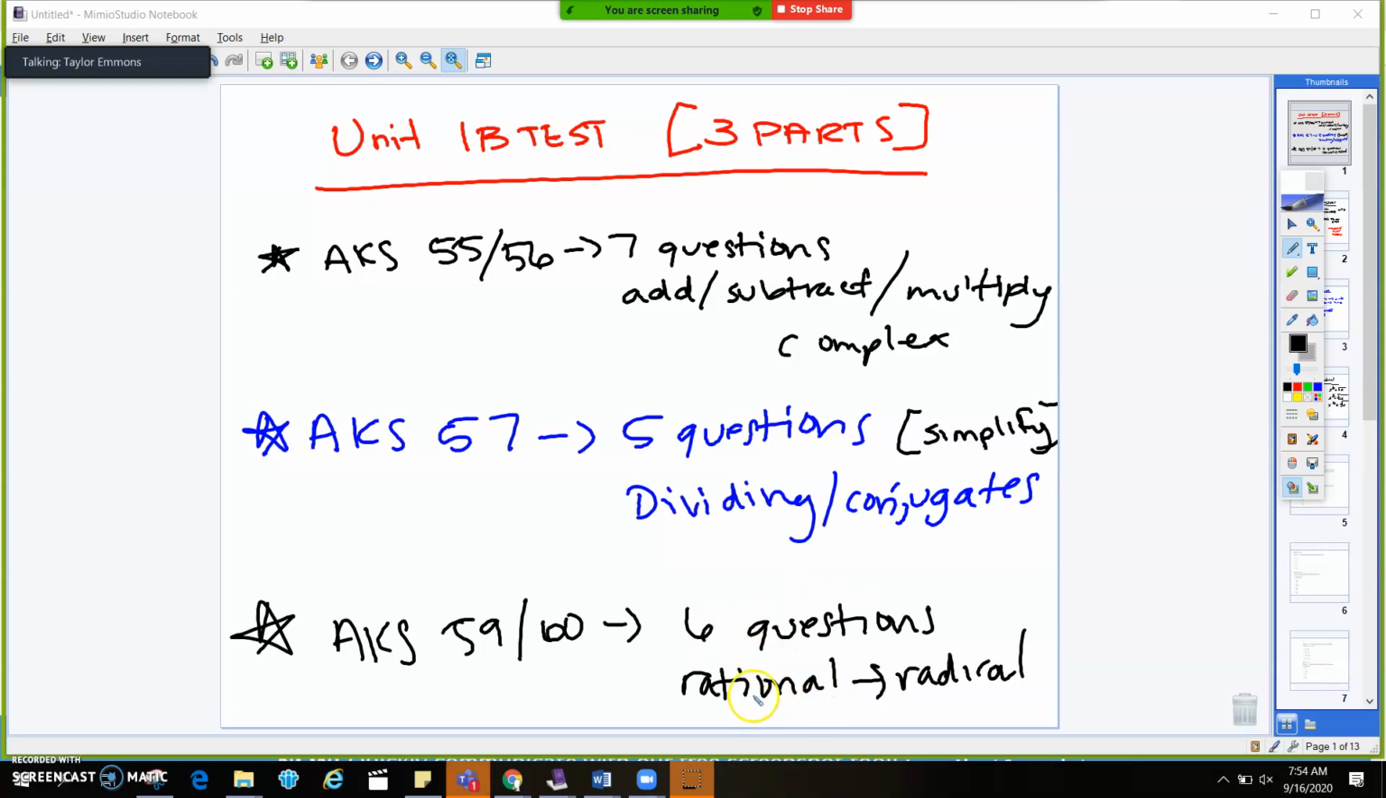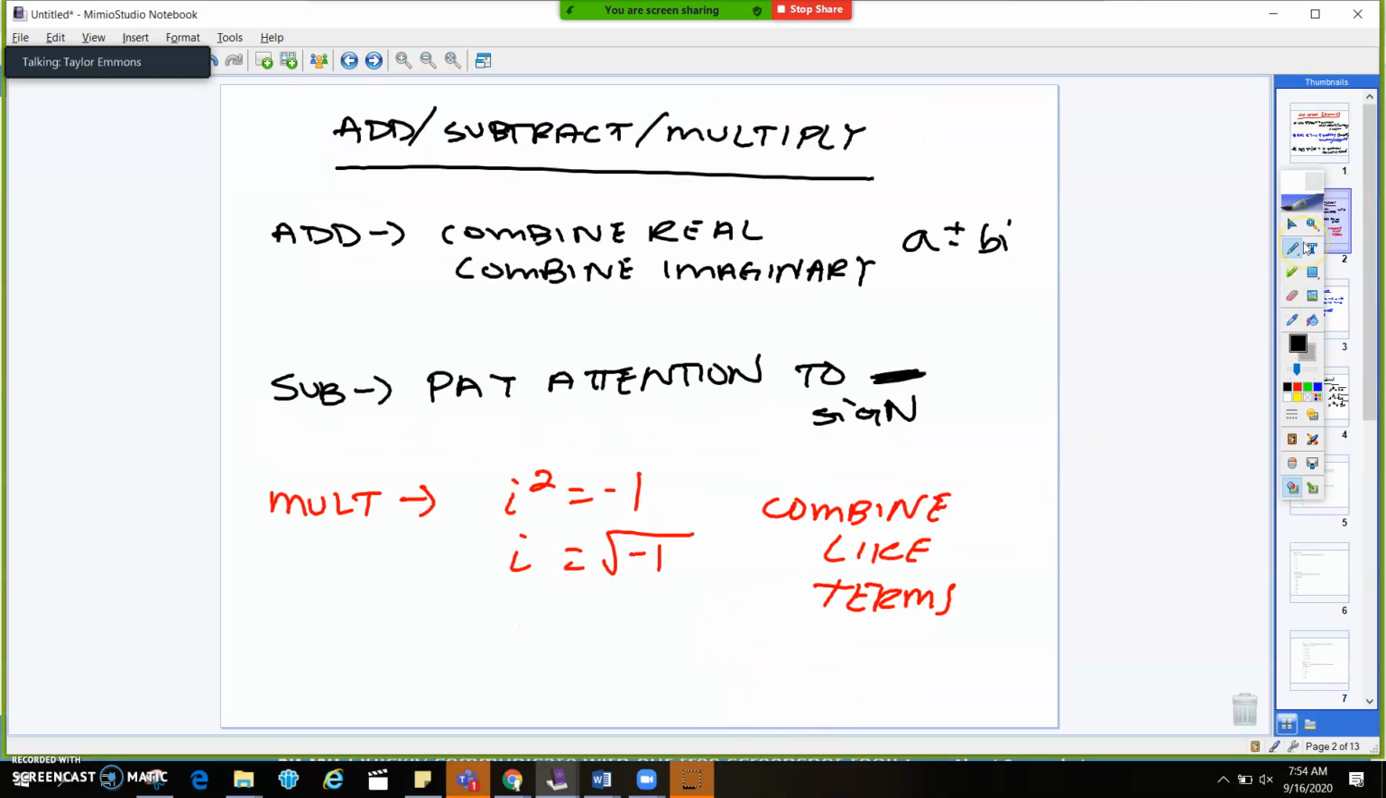And we're going to go over some of these problems in particular because I know these are little things that I need you to have before you start looking at this review. It's with adding and subtracting and multiplying. Adding, you're just combining your numbers. You're combining real together and then you're combining imaginary together.